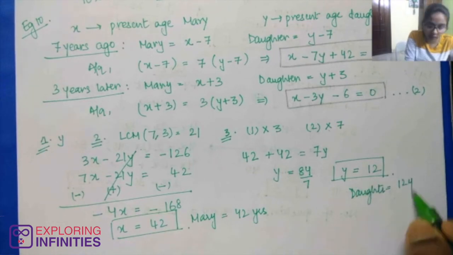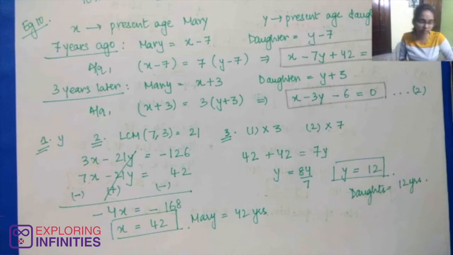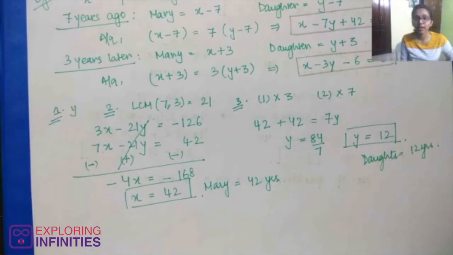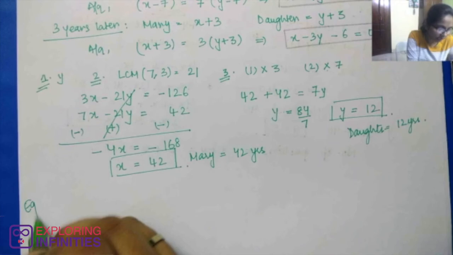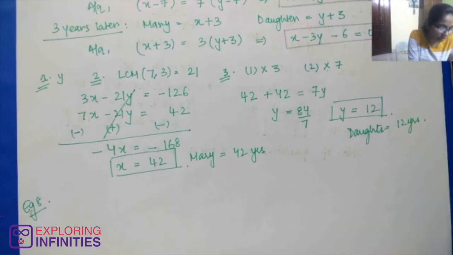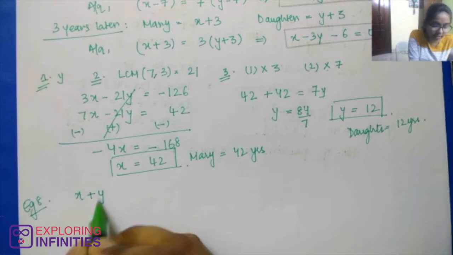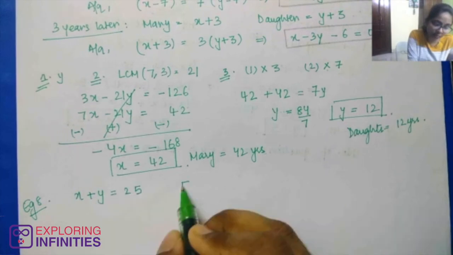Do mention these units in your answers whenever they appear. Now if you remember, in the last class we did example number 8 and 9 also. In those we learned how to get the equation out of our word problem. Now we quickly solve example number 8 using our elimination method. We know that our equations were x plus y is equal to 25 and 50x plus 100y is equal to 2000.